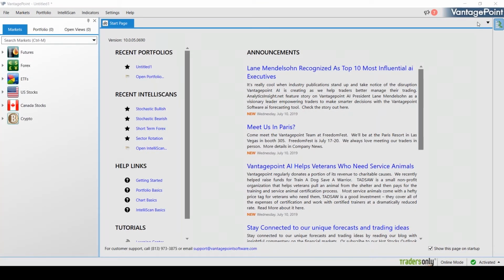I have the pleasure to introduce you to the customization of the most powerful scanning tool here on the planet. That's the Intelliscan, in case you were wondering. Now, the Intelliscan is found only in VantagePoint, and you have exclusive access to this power tool.